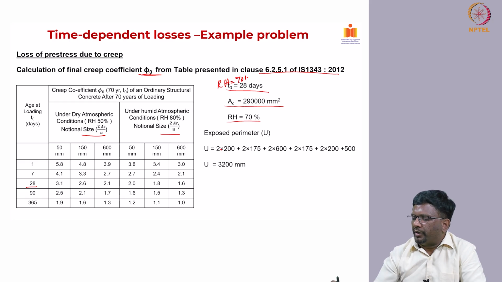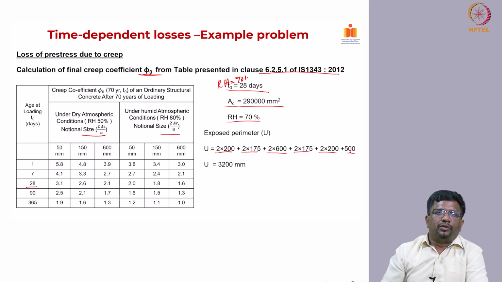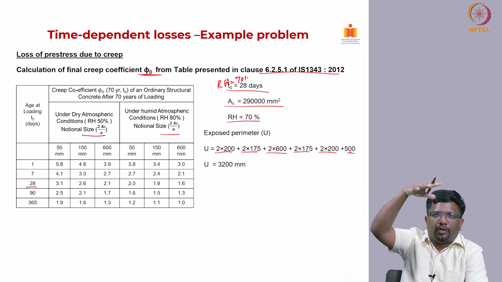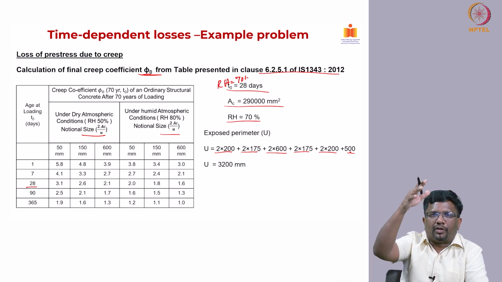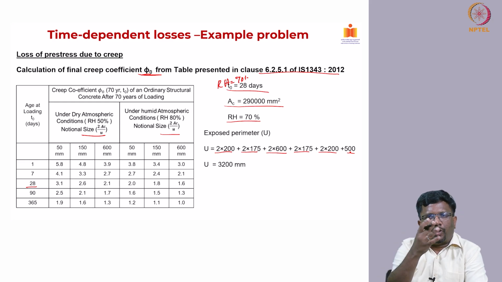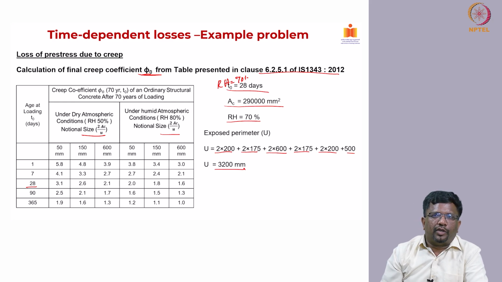So you get 2 into 200 plus 2 into 175 plus 2 into 600 plus 2 into 175, 200 plus 500. So we do that. Typically for a girder, you will have a deck slab or slab will come. So the top surface in the cross section will not be exposed. So all other surface that is exposed is being used for calculating the perimeter. So you end up with perimeter of 3200 millimeter.